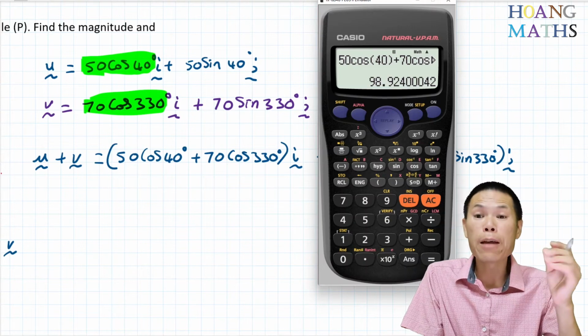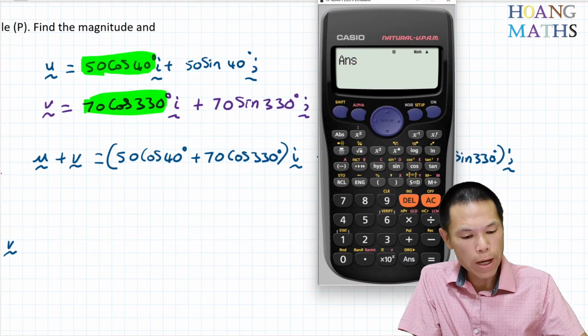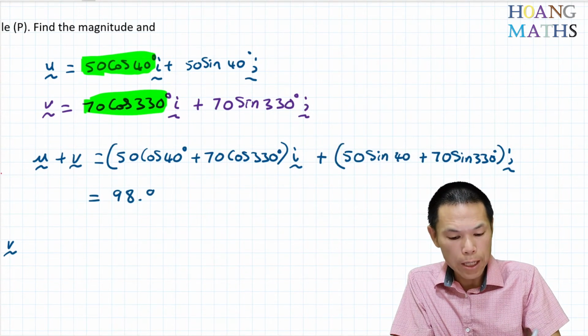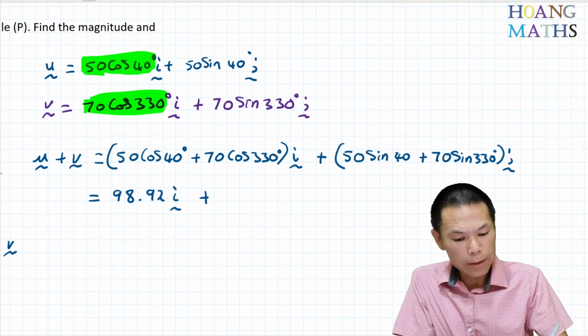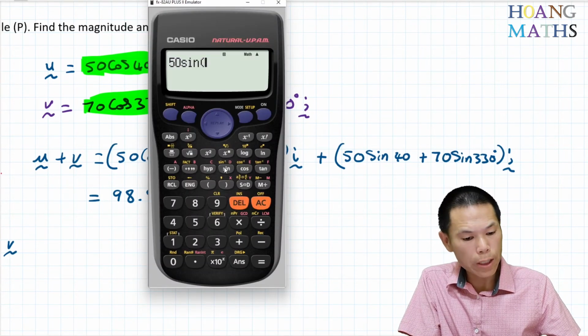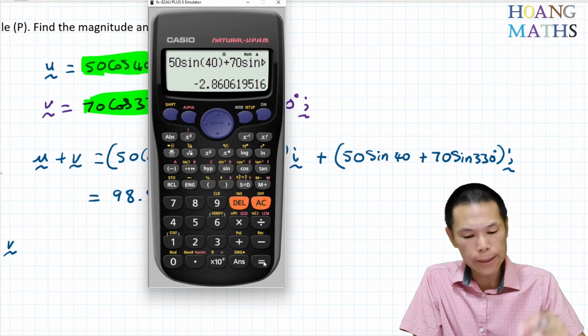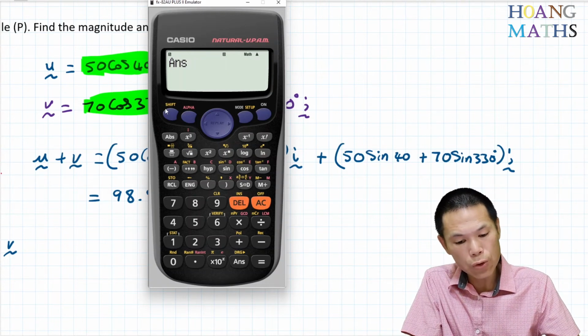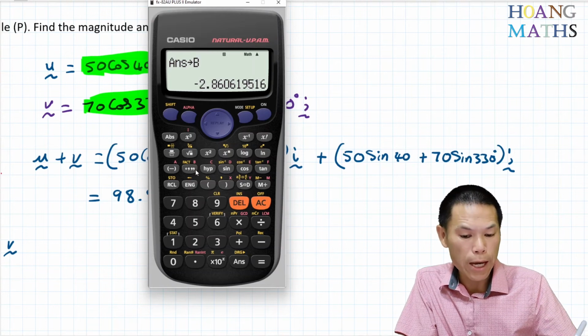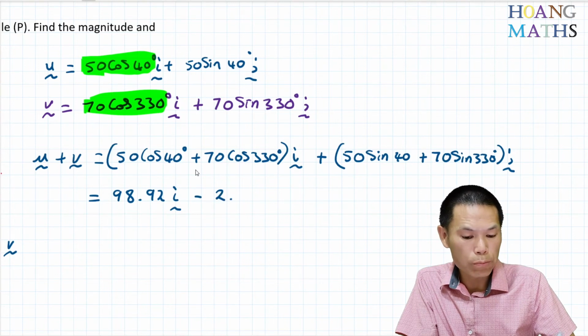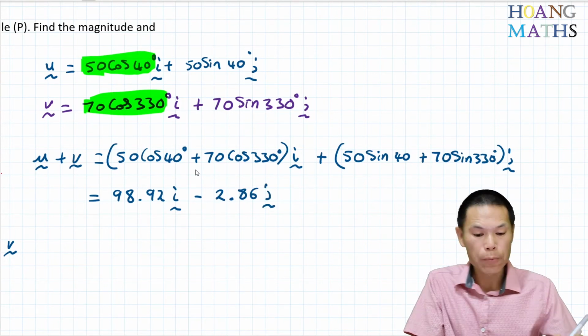So that is 98.92. Let me store it in memory A first. So that gives me 98.92 i. Then add 50 sin 40 plus 70 sin 330, so negative 2.86. So go answer, shift, store in B first. So negative 2.86, minus 2.86 j. So there you go.